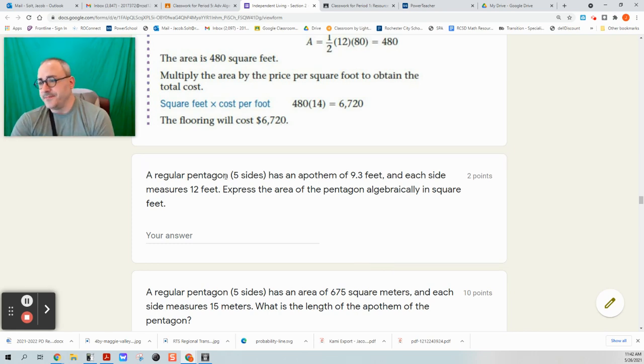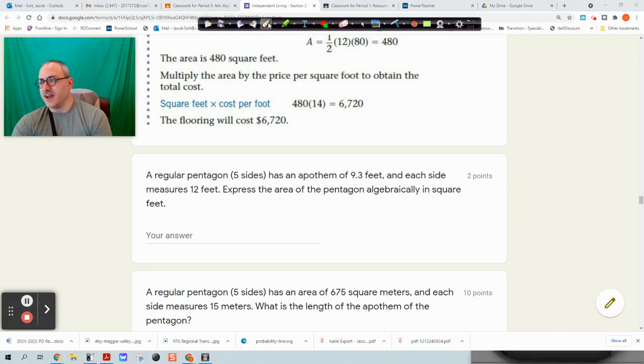A regular pentagon has 5 sides, and it has an apothem of 9.3 feet. With a lot of these, you want to draw a diagram on a piece of paper if you've got one. A pentagon has 5 sides. Let me see if I can do this.